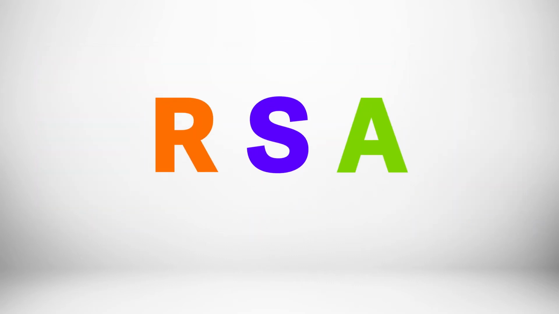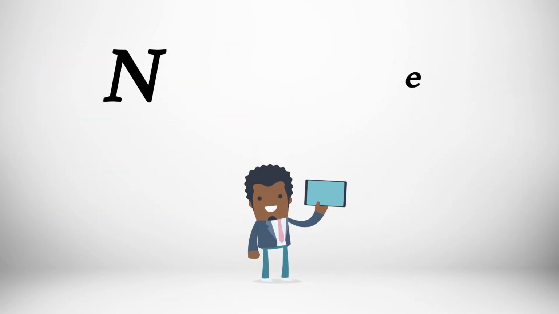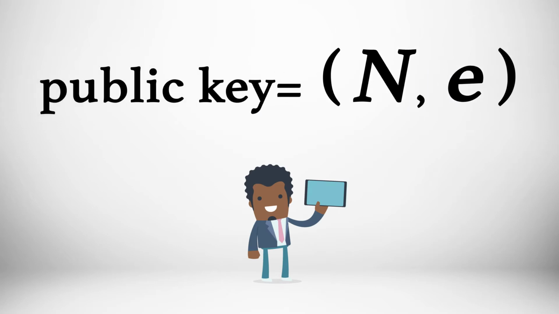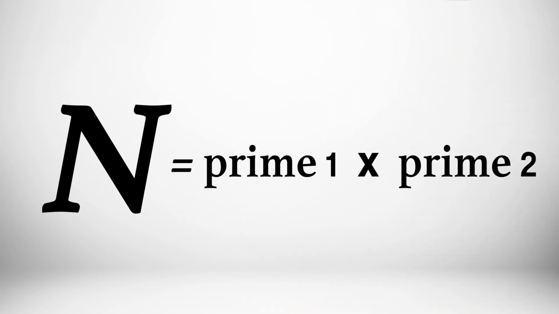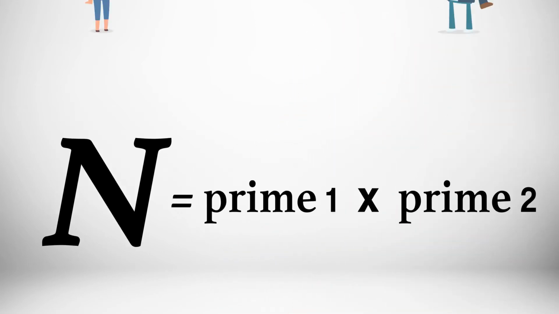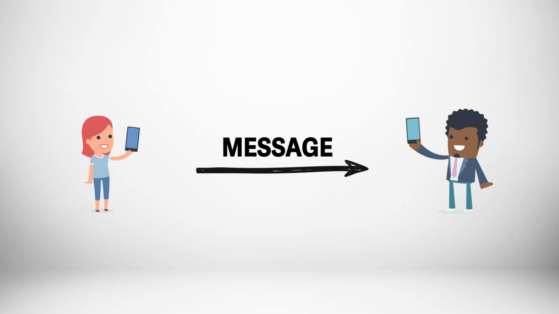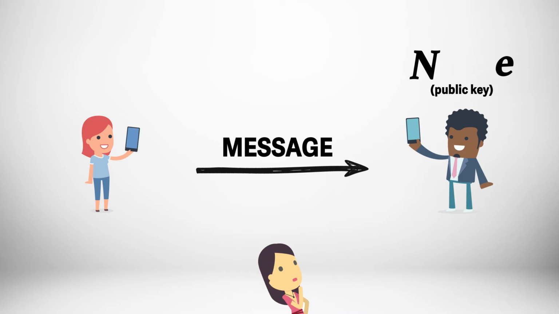Here's how it works. Step 1. Bob creates 2 numbers N and E, which make up his public key. N is a huge number, like 10 to the 100 huge, and this is made by multiplying 2 prime numbers together. E has a special relationship to the number N. He releases these both publicly, so everyone including Alice and Ava can see N and E.